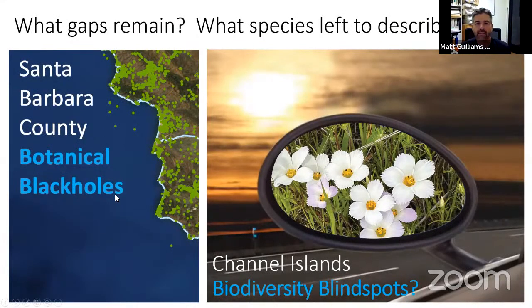So what gaps remain and what species are left to describe? Well, Santa Rosa Island is by far the biggest gap. We know that that's a botanical black hole, and we're in a proposal stage to work on that island right now with some floristics work. But it's really allowed us to make the case with our island partners that this is an island where additional collections would be helpful. And then all the work on the flora has really revealed the biodiversity blind spots, and we have a huge list of plants that would benefit from some additional research.